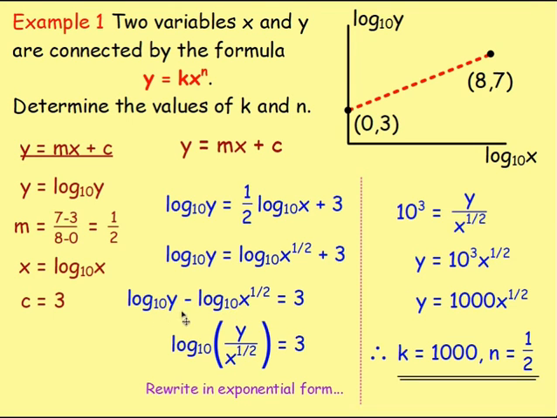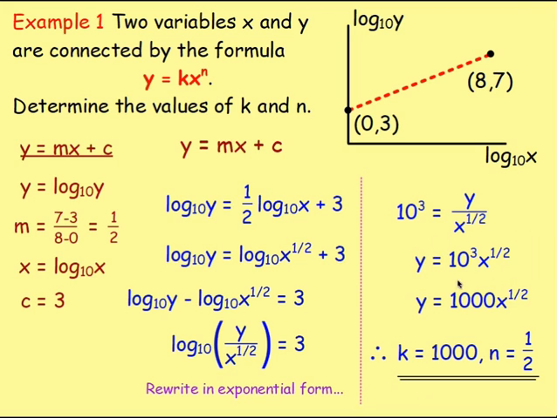And if you've got log base 10 of something minus log base 10 of something, you can divide. So it goes to log base 10 of this divided by this. From there, if you've got log base something of something equals something, rewrite it in exponential form. Base bottom top, so it's log base 10, so you'd have 10 to the power of 3, and that would equal this y over x to the power of 1/2.